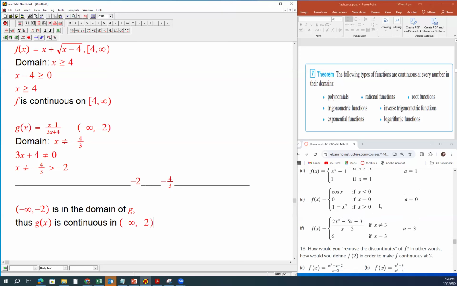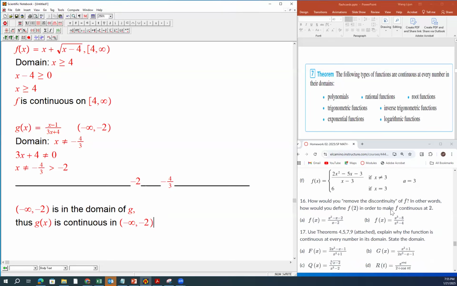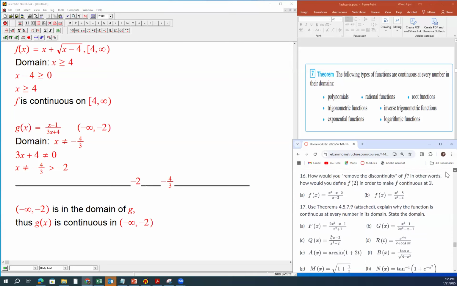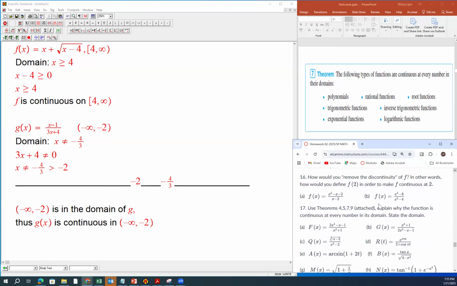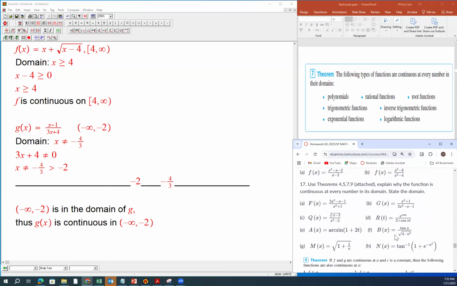I believe we did many of these examples. We did some of these examples before on discontinuity. All right, so let's move on to removable discontinuity. I think we also did that. Okay, let's go on. I think we did that in the previous lesson. So let's continue.